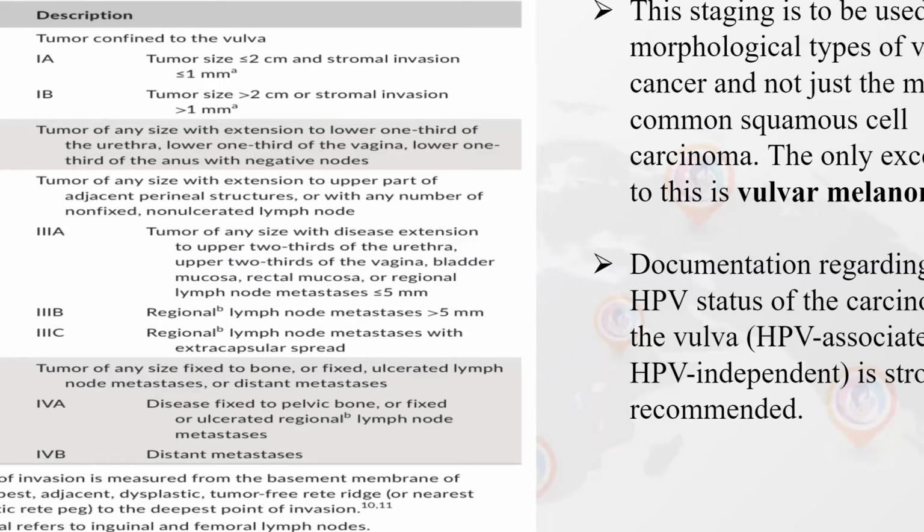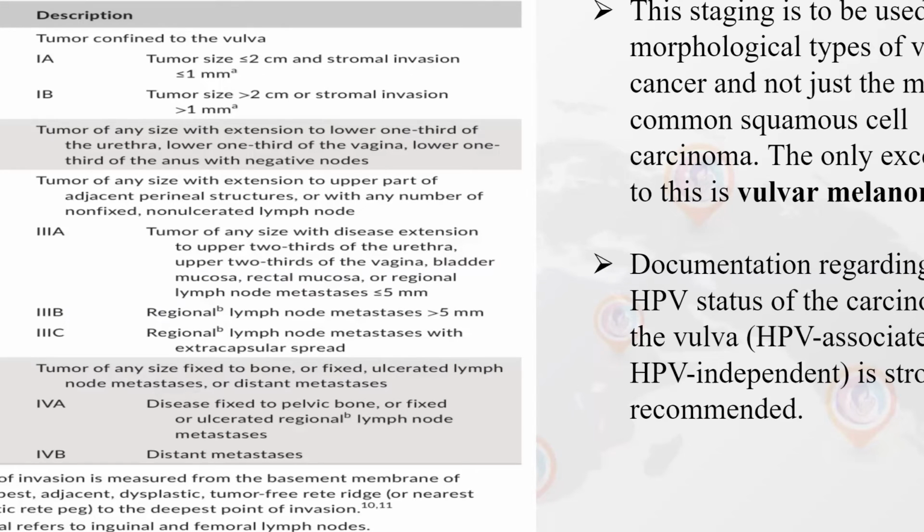1B is more than 2 centimeter, more than 1 millimeter stromal invasion. Stage 2 is in case it involves the lower 1/3 of the urethra, vagina, or the anus with negative nodes. Stage 3 is if it involves the upper 2/3 of the urethra, vagina, and the rectum. I remember it with the mnemonic UVA, that is urethra, vagina, and anus. And 3B is again regional lymph nodes.